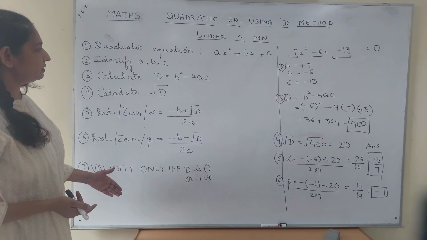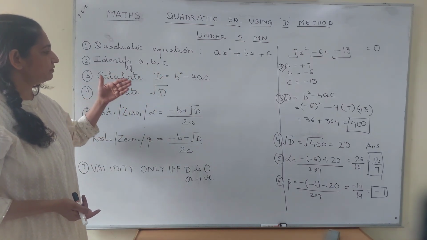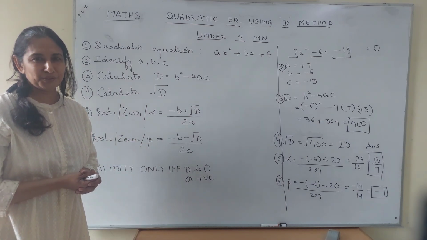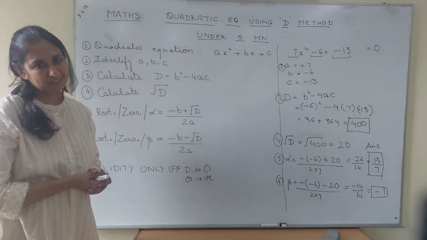I hope the steps are clear. Identify a, b, c, find D, find root D, apply the two formulas for alpha and beta, and you are set with the solution of the quadratic equation. Thank you.